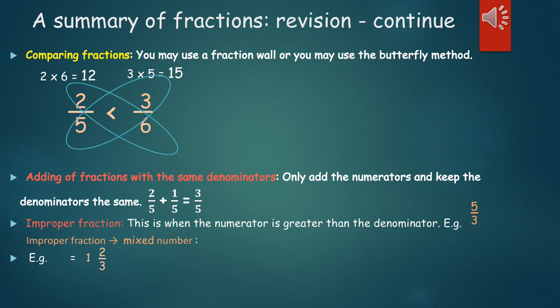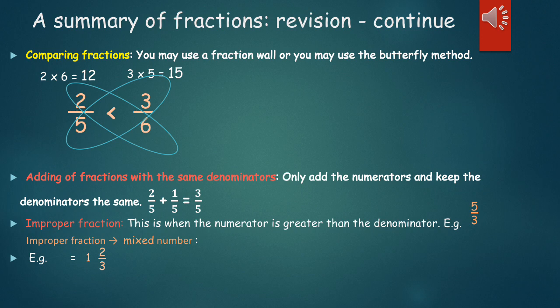Adding of fractions with the same denominator. Only add the numerators and keep the denominators the same. 2/5 plus 1/5 equals 3/5.